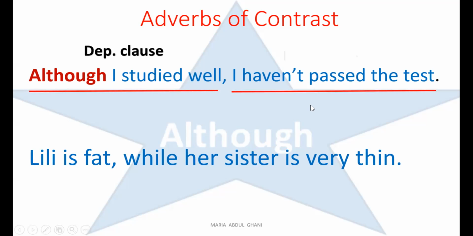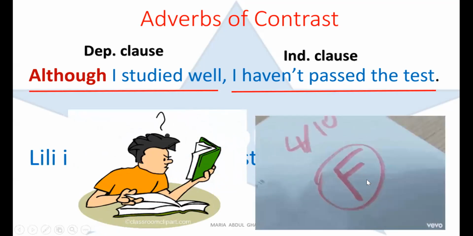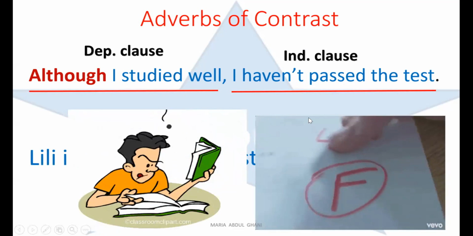Here, although I studied well, I haven't passed the test. Dependent and independent. You see the picture, you know the meaning. He studied very well, very hard. He hasn't passed the test. He gets F. So it means he failed.